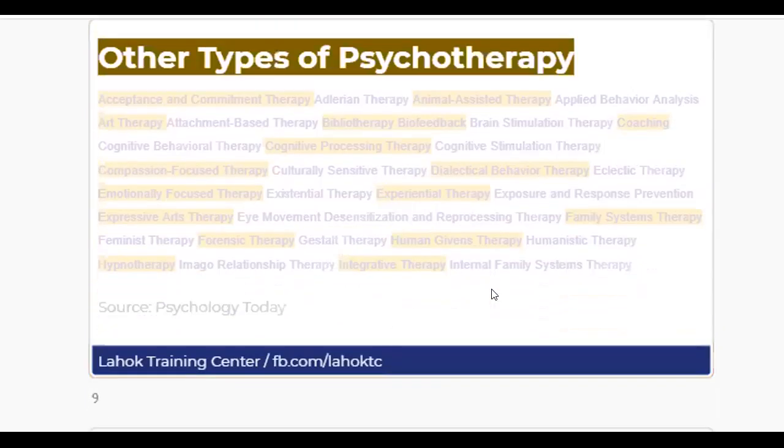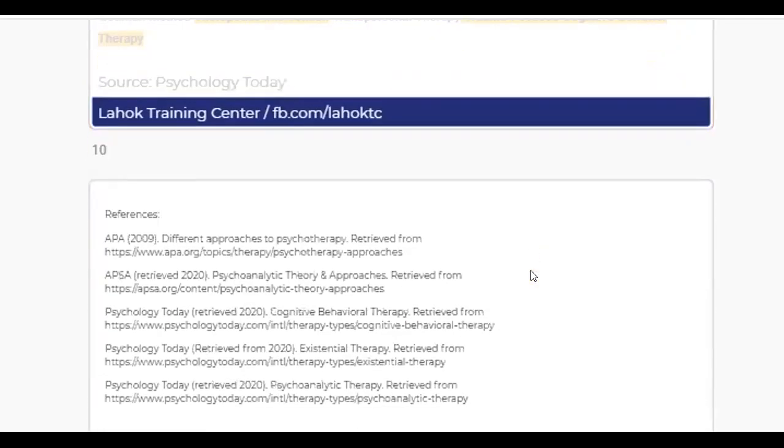And here are the other types of psychotherapy which we may discuss in the later part. Okay, so here are the references.